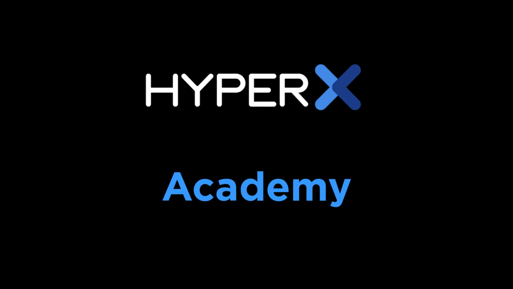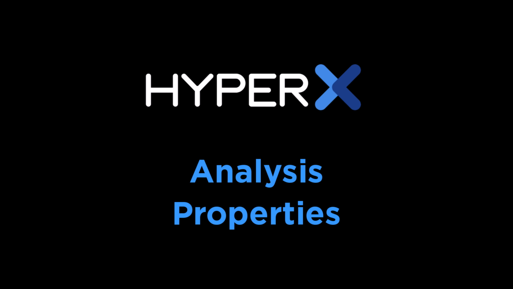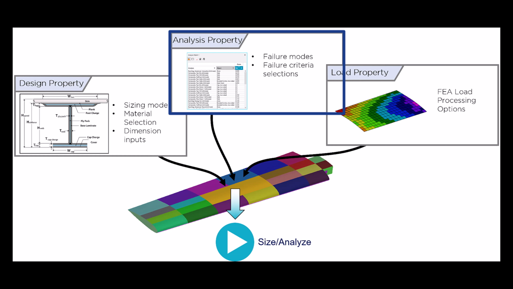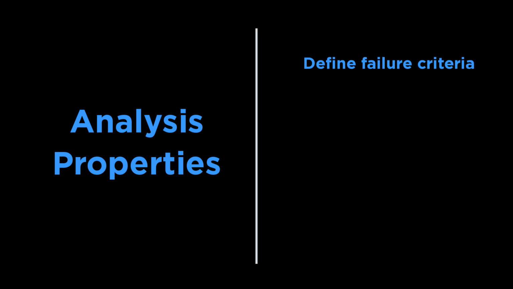In this tutorial, we'll be exploring analysis properties in HyperX. Analysis properties are one of three key property types assigned to zones or joints used to define the problem in HyperX. Each zone is assigned the specified failure criteria that drive sizing and write margins of safety. Analysis properties define the failure criteria used to drive sizing and analysis workflows.